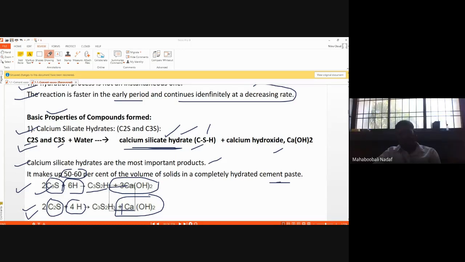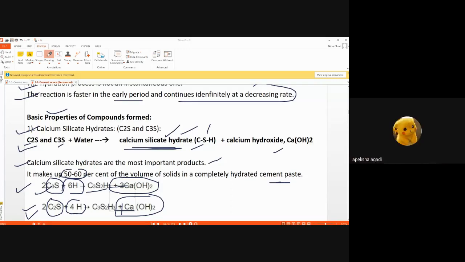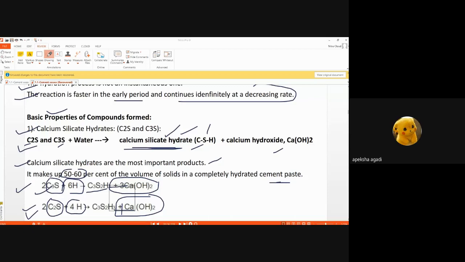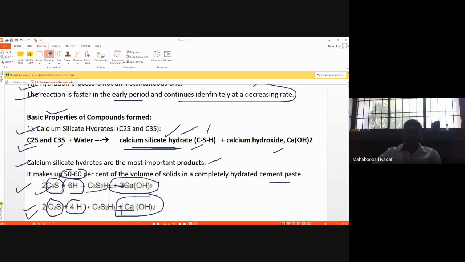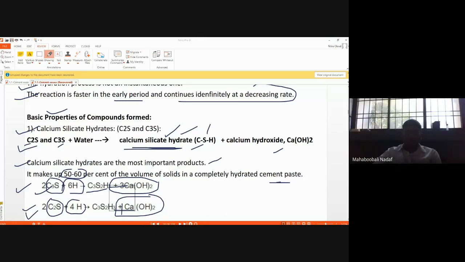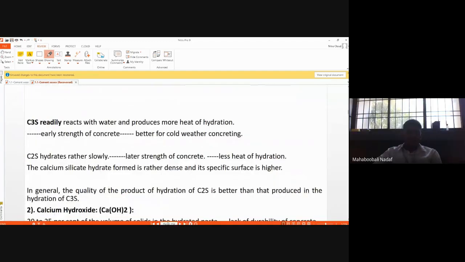Okay. Next, Bharta Patil. Bharta Patil, are you there? Apeksha, is this slide clear? Yes, sir. Clear, sir. Anushri, have you understood all the things? Yes, sir. Shall I go to the next slide? Yes, sir. Okay. Now I will explain this one.